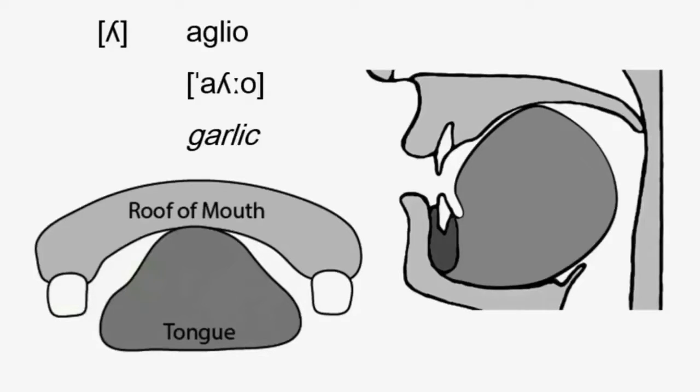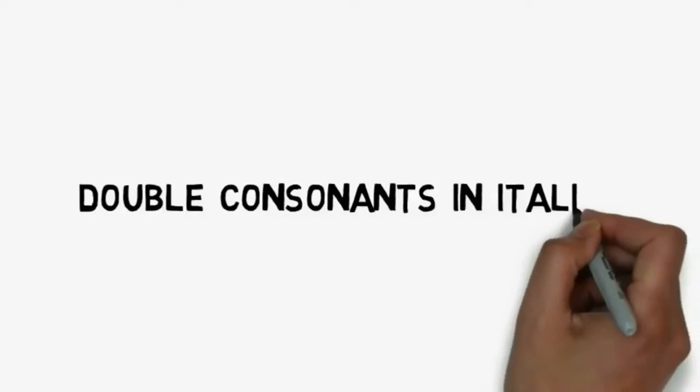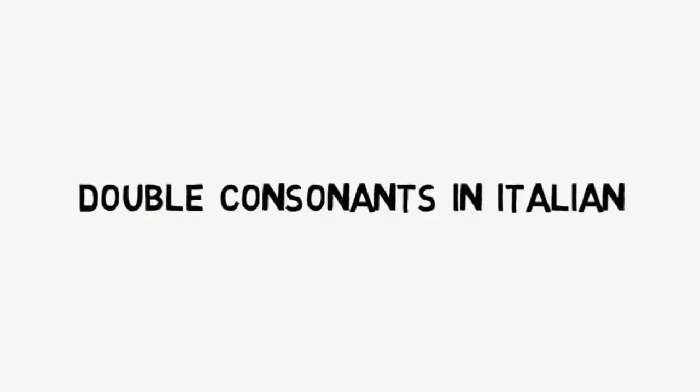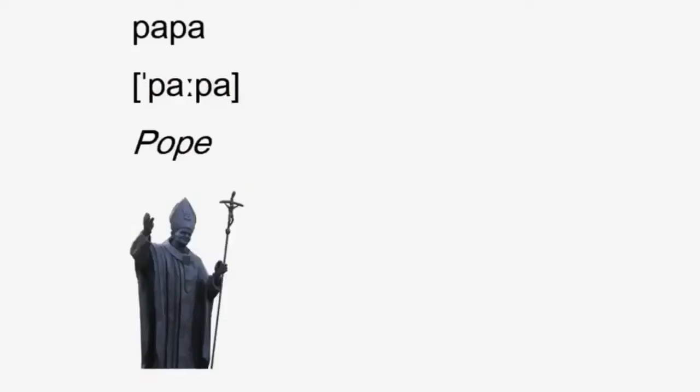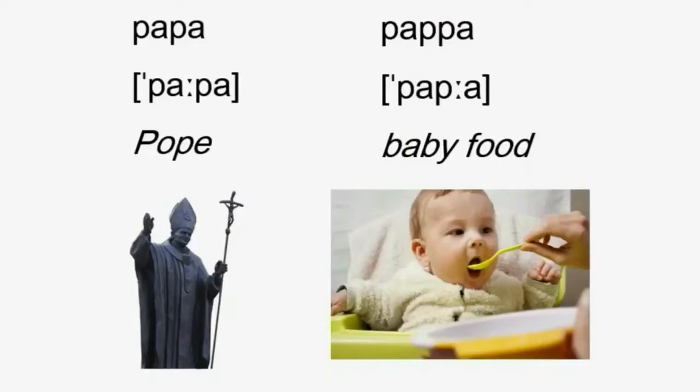Before we go through them one last time in review, I wanted to talk a little bit about the concept of consonant doubling. This is a huge part about what makes Italian sound Italian. So let's start with an example. The Italian word for the Pope, Papa. Now, Italian has a second word, which is very similarly spelled, which is Italian's word for baby food, Pappa. So you have Papa and Pappa.